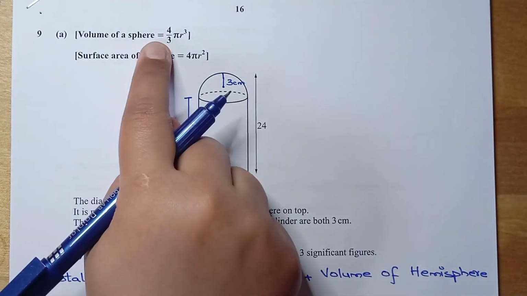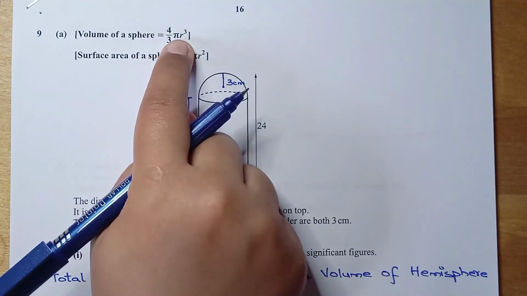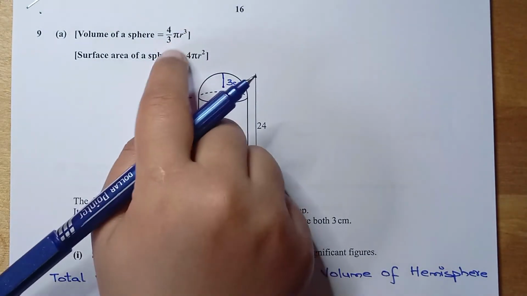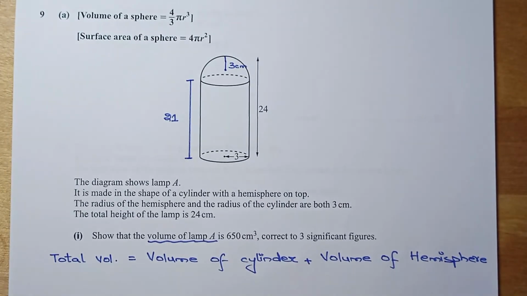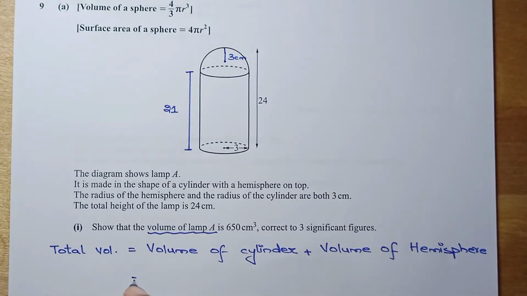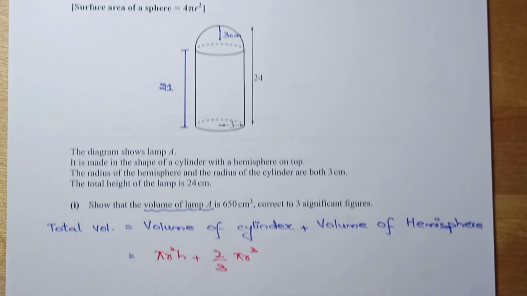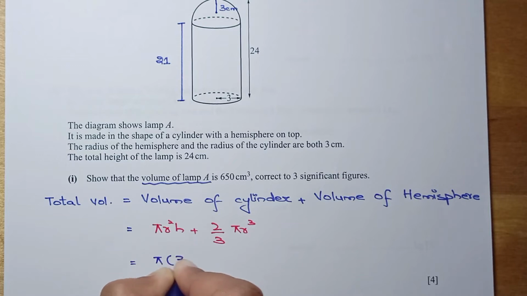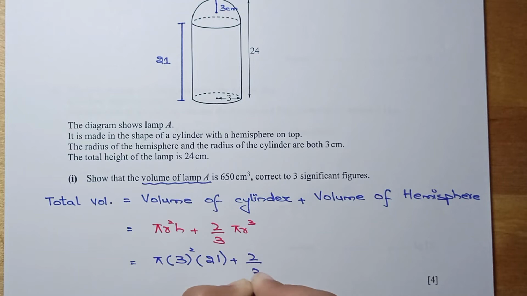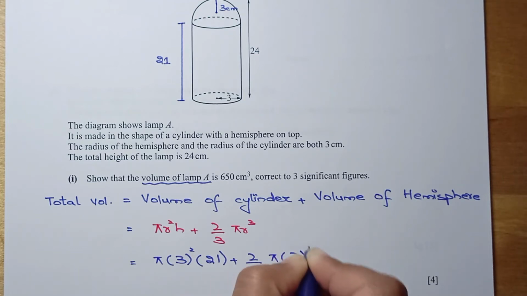We have been given the formula for the volume of a sphere, that is 4 by 3 pi r cube, and for a hemisphere it is going to be divided by 2. So this is 2 by 3 pi r cube, right? And the volume of a cylinder is pi r square h. This is the formula for the volume of a cylinder, that is pi r square h plus 2 by 3 pi r cube, right? Okay, now let me substitute the values. We have pi, the radius is 3, the height of a cylinder is 21, plus 2 by 3 pi, and the radius is again 3 cube, right?